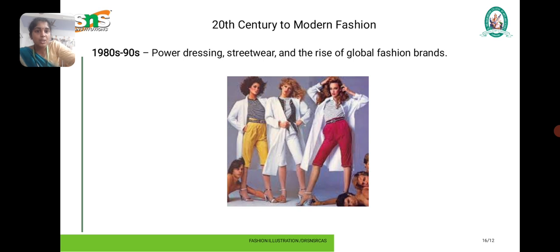1980s to 90s: power dressing, streetwear, and the rise of global fashion brands. From here itself, fashion brands were developed for different areas, from different global places and geographies.